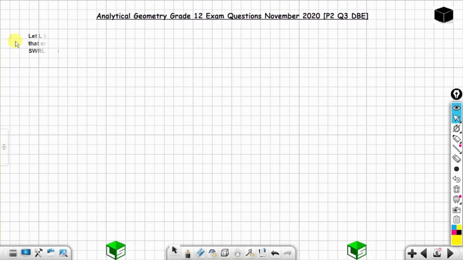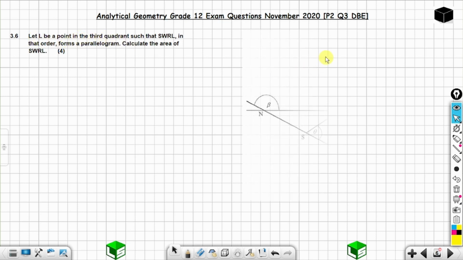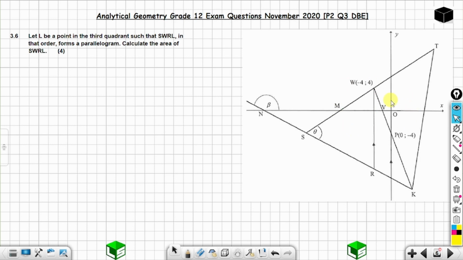Now 3.6, let L be a point in the third quadrant such that SWRL in that order forms a parallelogram. Calculate the area of SWRL, okay, 4 marks. Let L be a point in the third quadrant, okay, so you are given this.